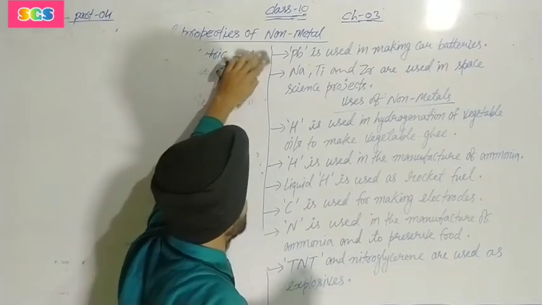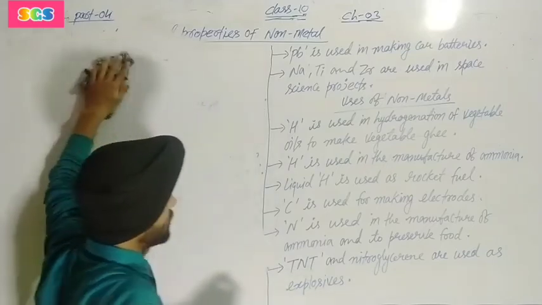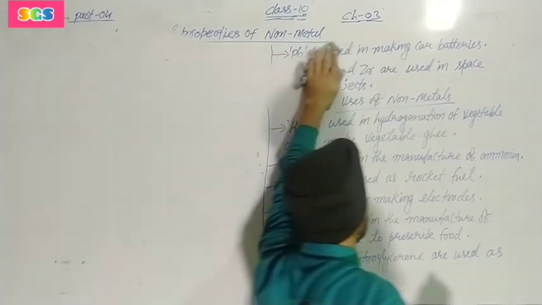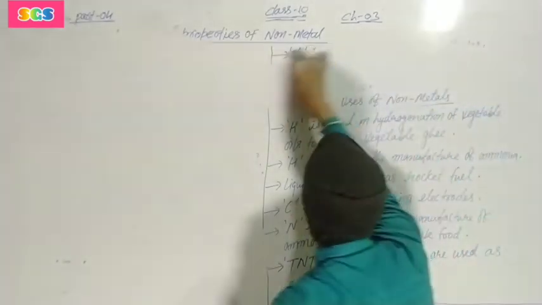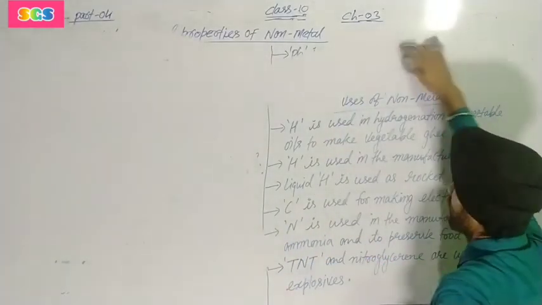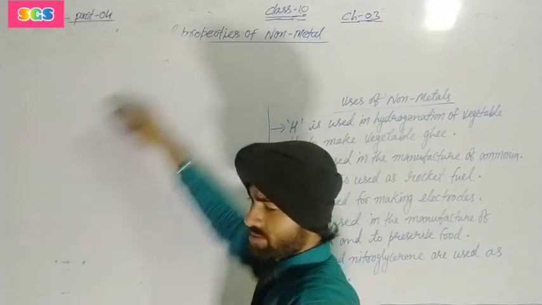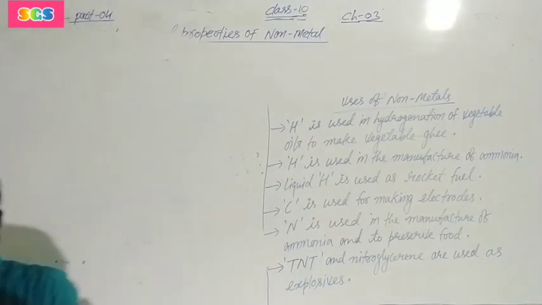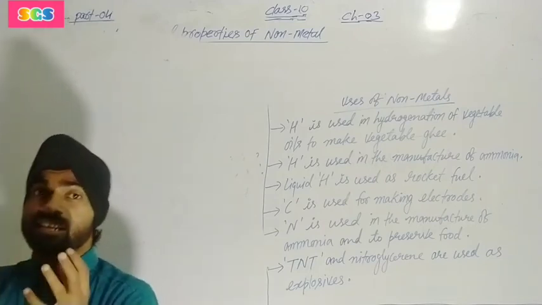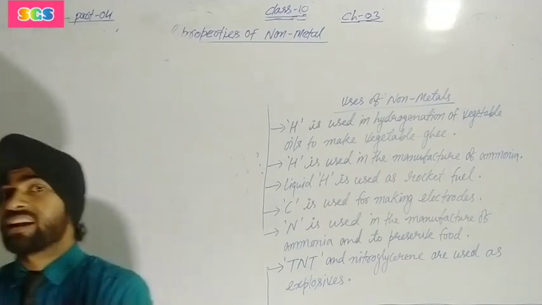Okay, so what are we talking about? Uses of nonmetals. Nonmetal like hydrogen is used in the hydrogenation of vegetable oils. Hydrogenation means the adding of hydrogen. When you are going to make vegetable ghee, it means Dalda. Have you heard of Dalda? Yes, Dalda.